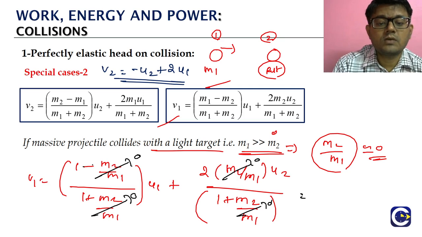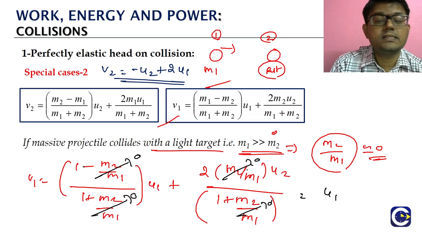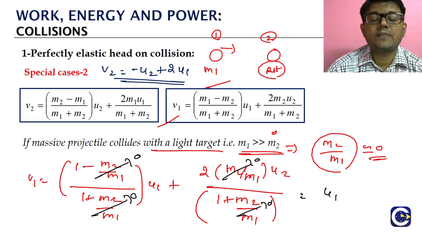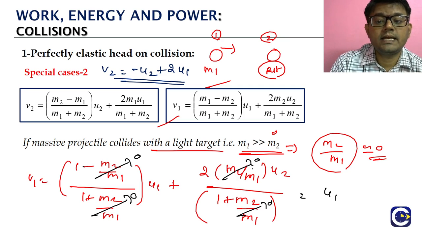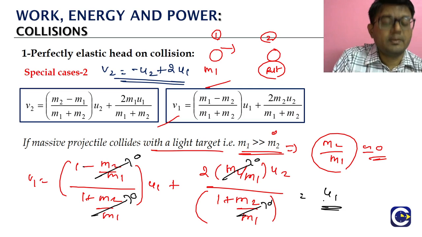So look, this is what? 1 minus 0 by 1 plus 0, which means it remains as u1. The second term, look, the numerator is 0, it is 2 times m2 by m1, but m2 by m1 is 0. So the numerator becomes 0, so the entire term will become 0. So only u1 will remain.